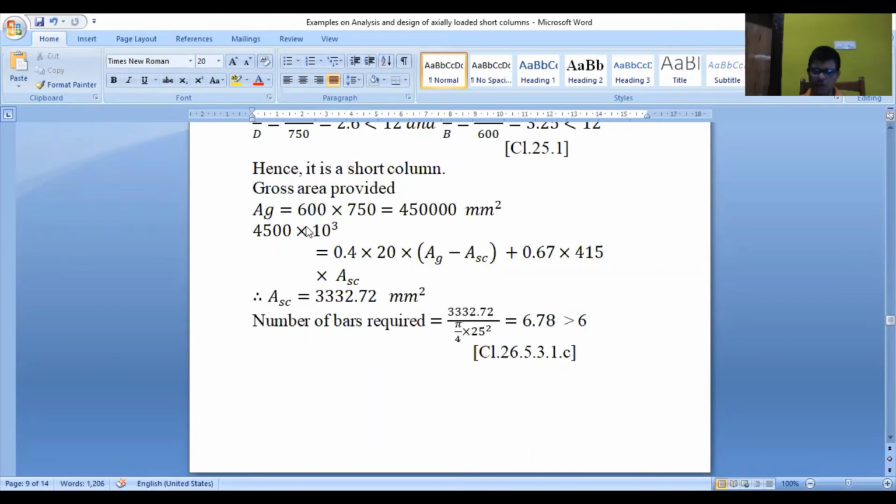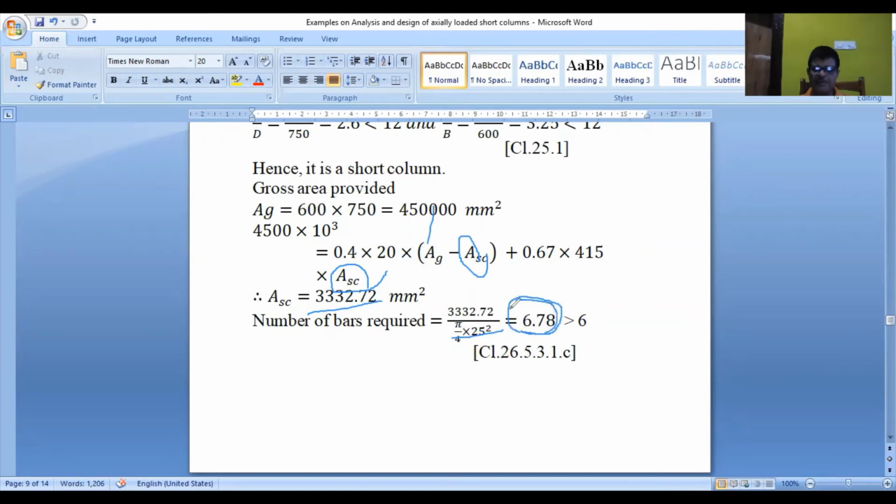You have to convert in Newton and then find Asc. Ag is given. This is the Ag. As is the unknown. So find the value of area of steel. Now area of steel comes 3332. And if you are using 25 mm bars, it is coming 6.78.